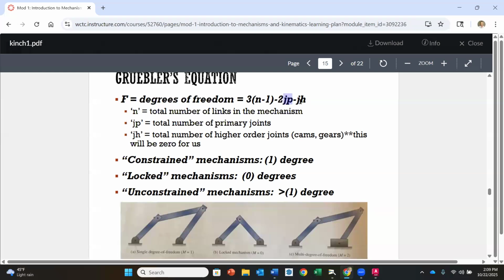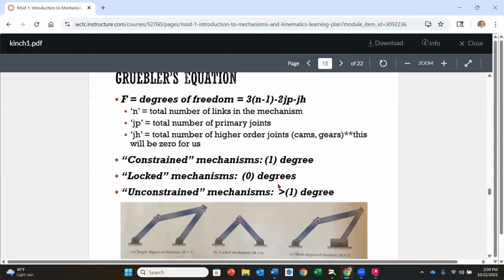And then minus higher order joints, okay? Higher order joints are going to be cams, gears, chains, and we're not going to be looking at those until later in our studies of basic mechanisms. So this last part we can just truncate. So if we just stop this at 3 times n minus 1 minus 2jp, you can be done because we're not going to have any cams, gears, or chain drives, okay? So the jh would just go to 0.